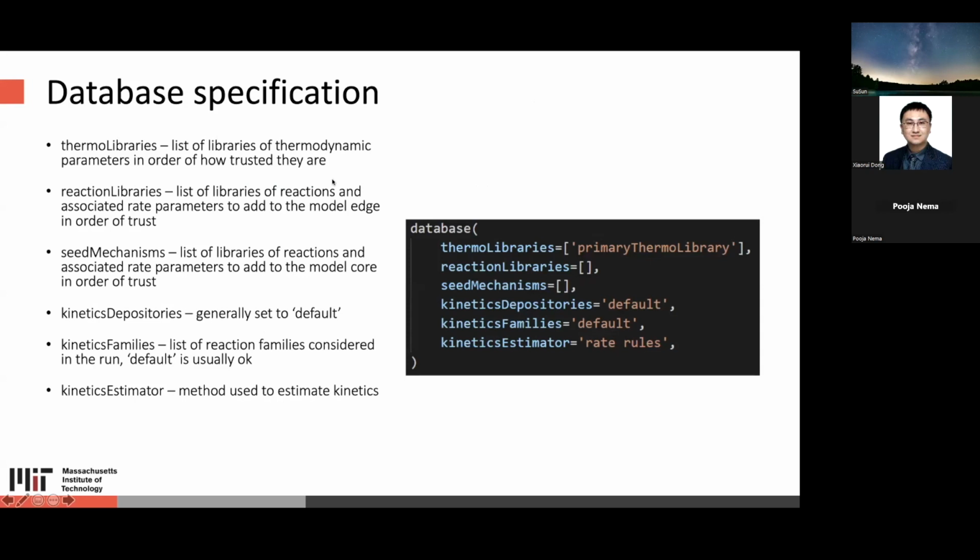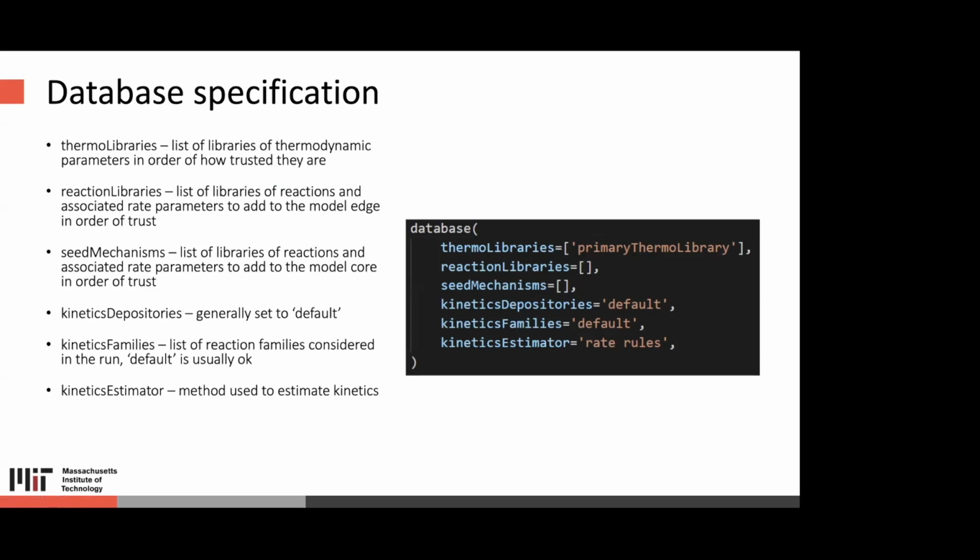So our first goal is the database specification. As you can see, there are several libraries you can specify. The first one is the thermo libraries. So you can basically list the libraries of thermodynamic parameters in the order of how trusted they are. So here is an example of putting the primary thermo library, and you can specify multiple. And the order matters: the first means you trust the parameters in that library the most.